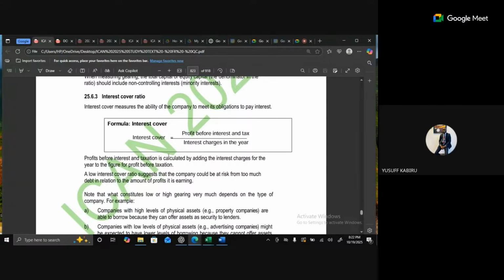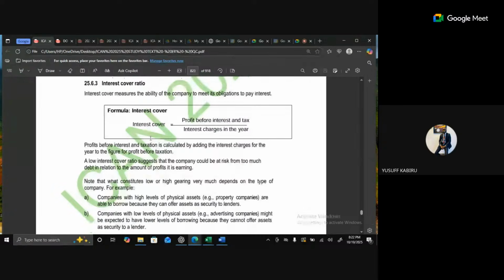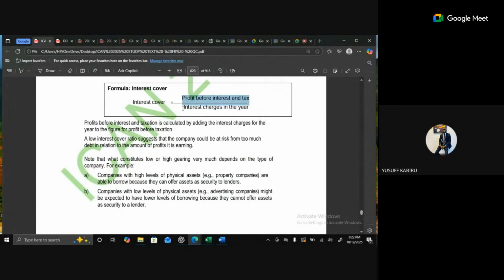The next ratio we'll be looking at is the interest cover ratio. Interest cover ratio measures the ability of a company to meet its obligation to pay interest. You're trying to look at, okay, we are financed by debt, we have a loan we are servicing, so your ability to meet up with the payment of those interests as and when due. This is the formula: your profit before interest and tax over your interest charge for the year. So the interest you are expected to pay for the year is what you are trying to compare against your profit, to see if that profit is sufficient to cover the interest you are expected to pay at the end of the year.